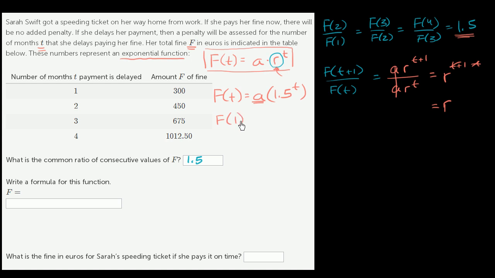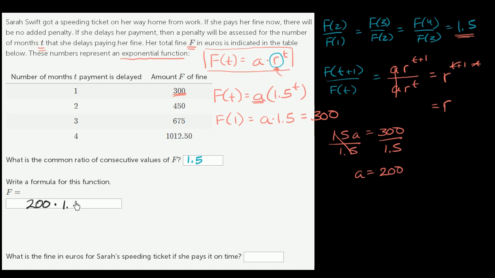F of 1 is equal to a times 1.5 to the first power, or a times 1.5, and that is going to be equal to, they tell us that f of 1 is equal to 300. And so another way of writing this is we could say 1.5 times a is equal to 300. Divide both sides by 1.5, and we get a is equal to 200. And so our formula for our function is going to be 200, that's our a, times 1.5 to the t power.